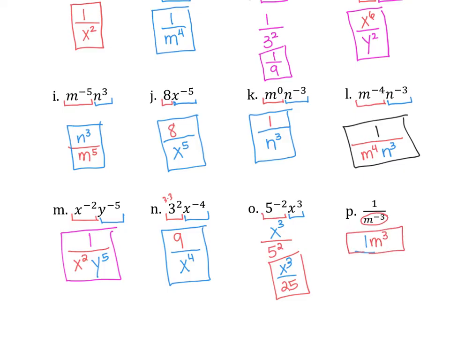There's nothing at the bottom. I don't have to put anything there. I could put a 1 if you don't like to leave it blank. Okay. That's it for now. And again, I'll show you why x to the 0 equals 1 and why x to the negative n equals 1 over x to the n later in this chapter when we get to those properties.